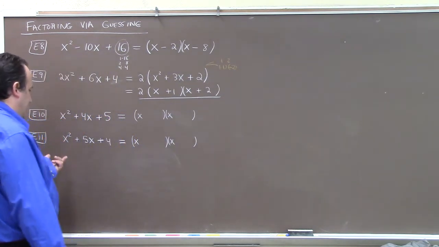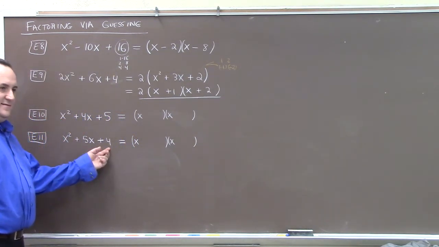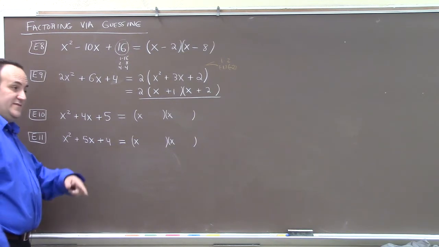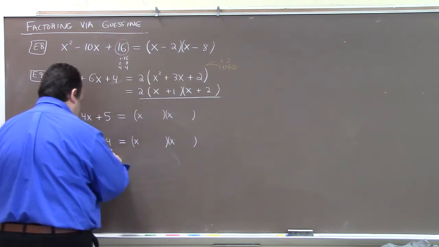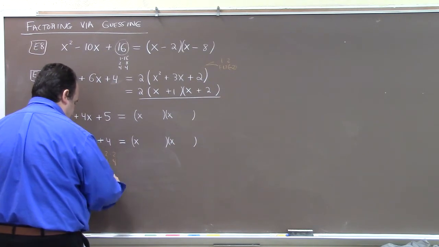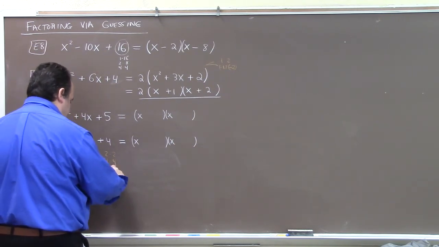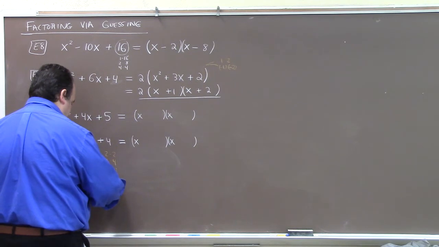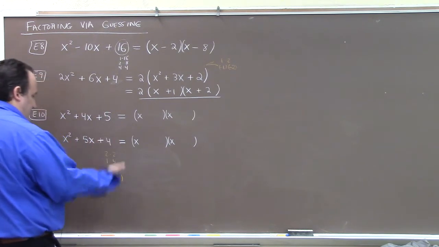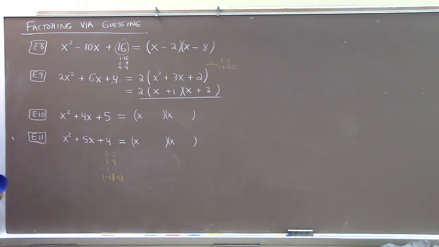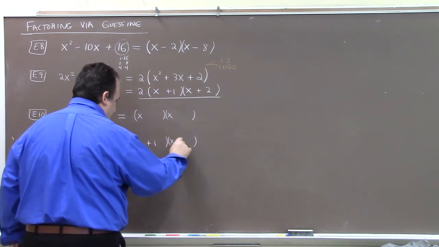So I'll do 11 first. 4 is what? 2 times 2, I like that. 2 times 2, 1 times 4, right? Or you could do minus 2 times minus 2, or minus 1 times minus 4, yeah? Those are the possible ways of factoring 4. I think we should go with 1 and 4, right? Because 1 plus 4 is 5, so we do x plus 1, x plus 4, right?